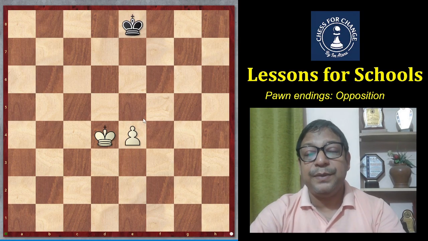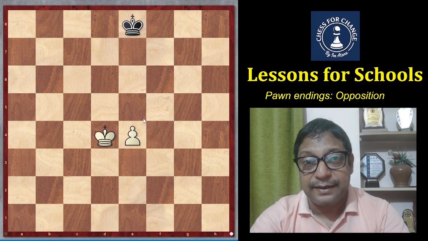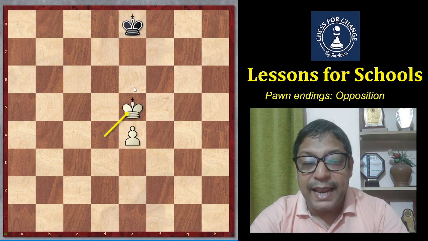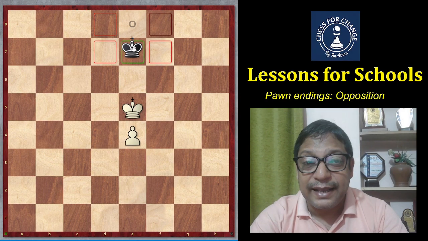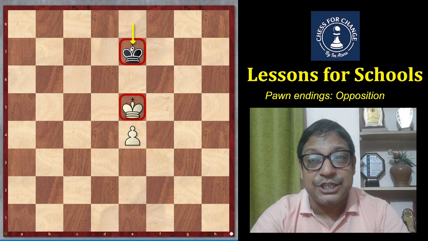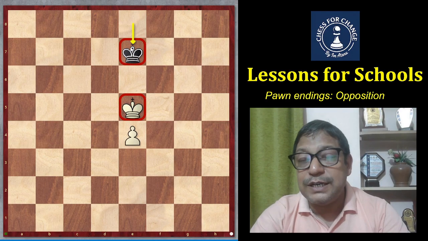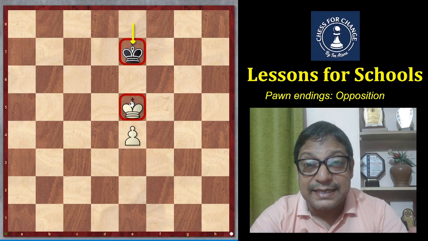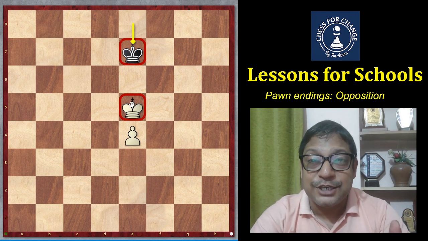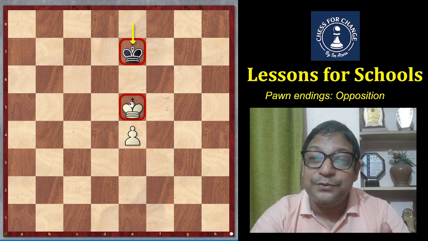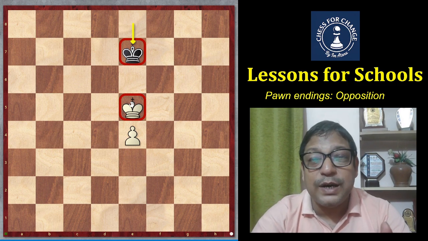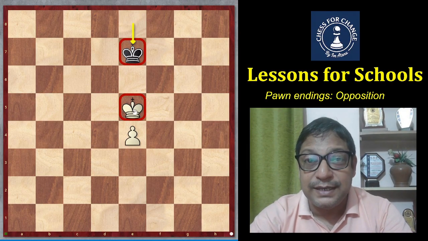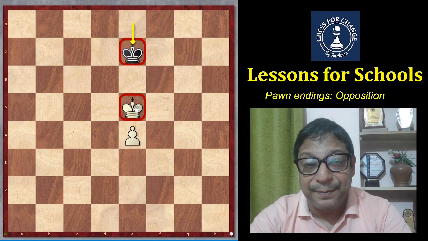Now let us see how black hinders white's plan. So when white played king e5, the black king should go to e7, and this is opposition in chess. What does opposition mean in chess? Standing opposite to each other, the kings standing opposite to each other. Okay, but that is only the first condition. There are two other conditions which must be fulfilled to make opposition happen.